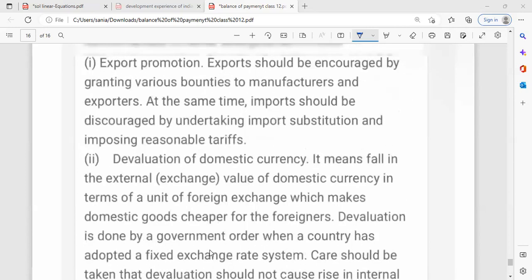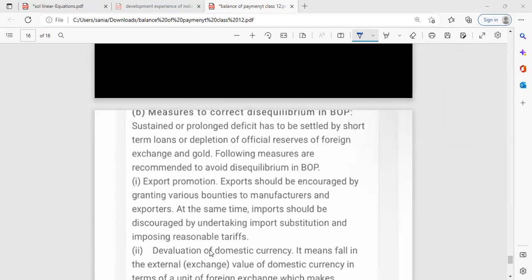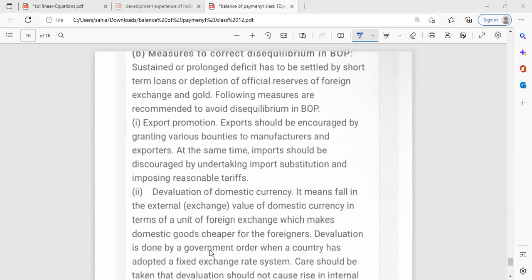Yes, ma'am. Okay, so this will be your homework. You will take the screenshot quickly and you will do the writing part in your homework. So you first take the screenshot for 2.